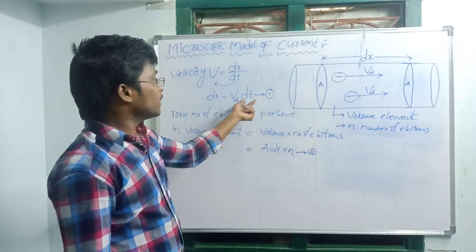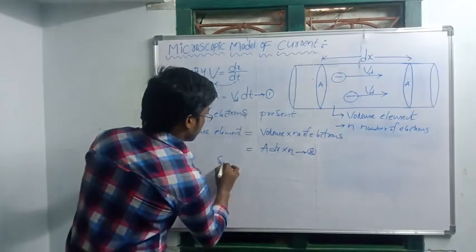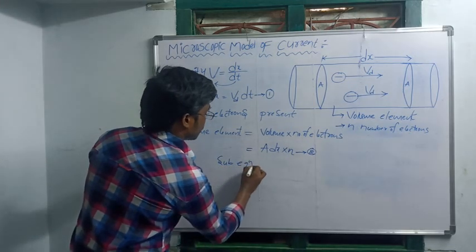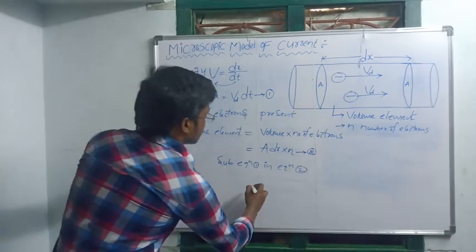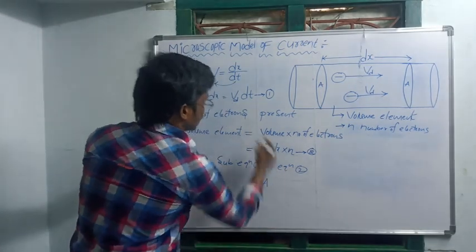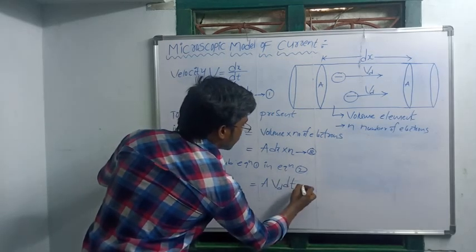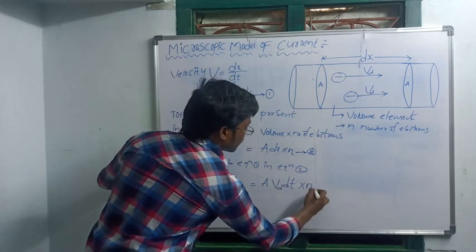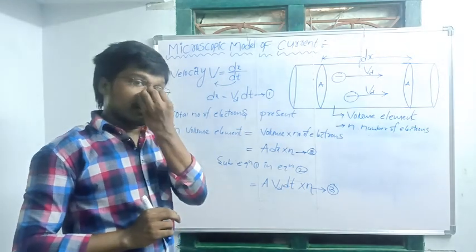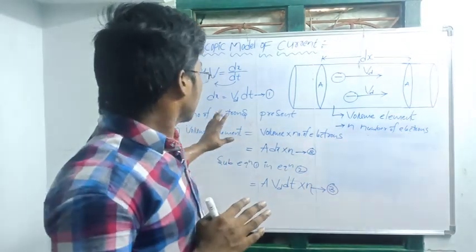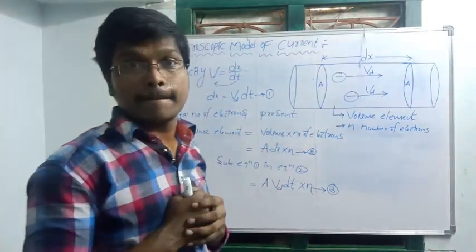dx value is Vd into dt. So substitute equation 1 in equation 2. What is that? A into dx value, Vd dt, into n. This is equation 3. Now total number of electrons I found in the volume element.